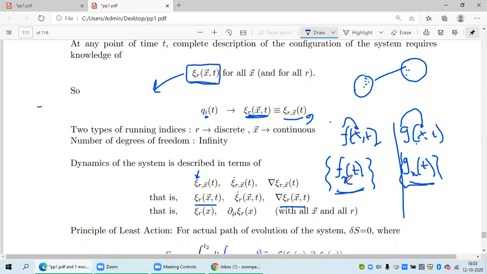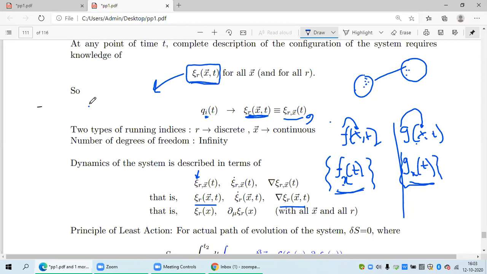Just a minute. In classical mechanics, this i changes in a discrete manner. So we know how q changes under q1, q2, q3, etc. But in that case, how does the function f change under the change of x?